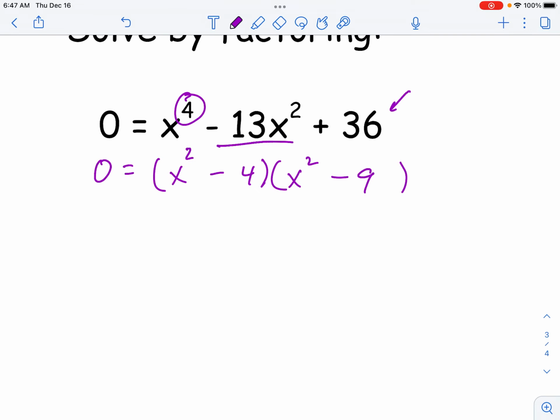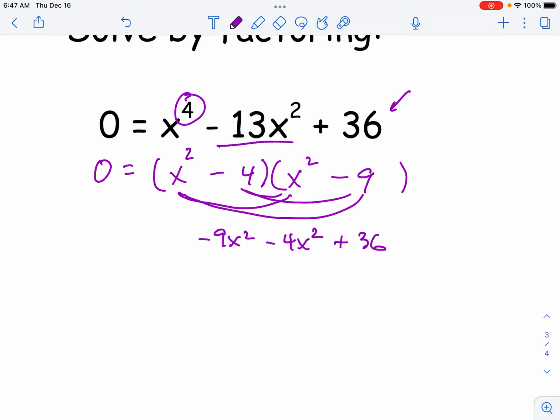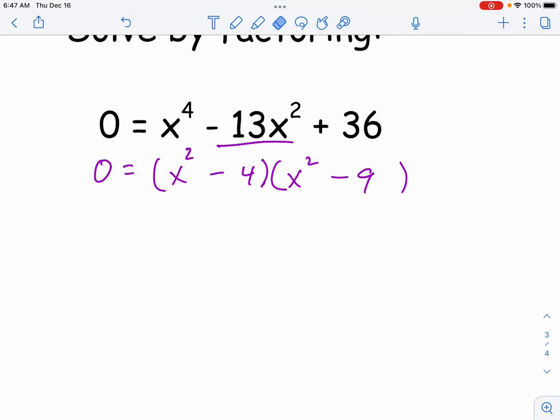If you're ever unsure, just multiply it out. We've got x squared times x squared, that's x to the fourth. We have x squared times negative 9, that'd be negative 9x squared. We have negative 4 times x squared, which is negative 4x squared. We have negative 4 times negative 9, which is positive 36. And that would indeed give us our original equation. So we did factor it correctly. Whenever you are unsure if you're factoring it correctly, just multiply it out, FOIL it out, and see if you get the original.